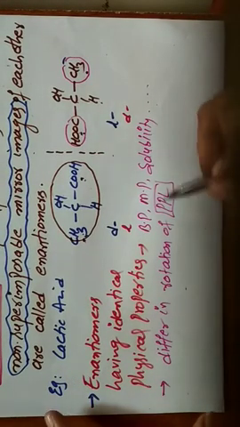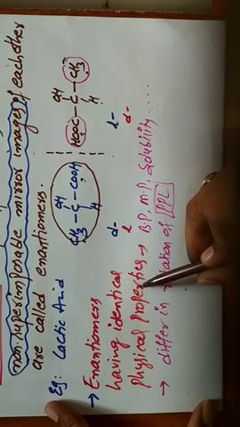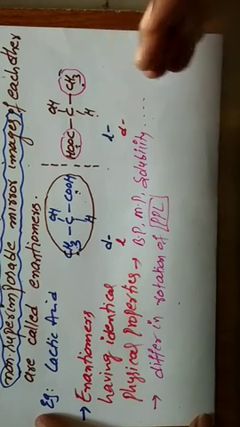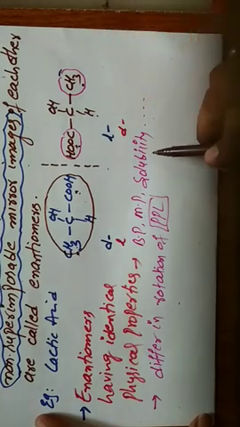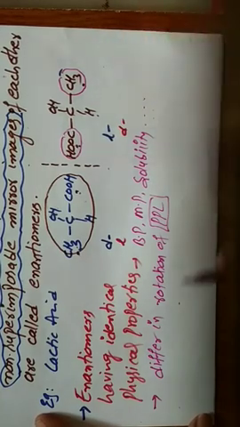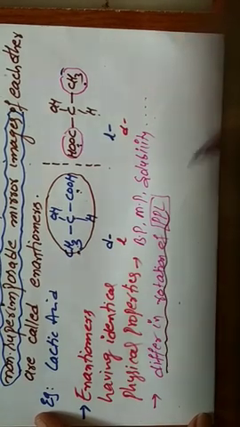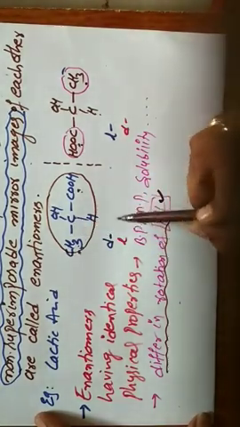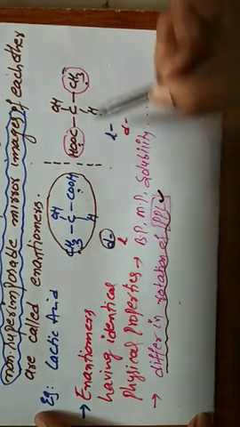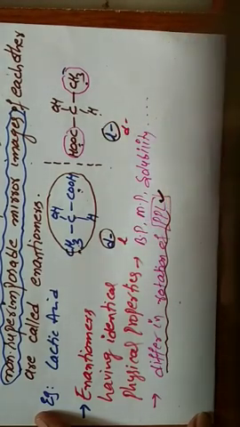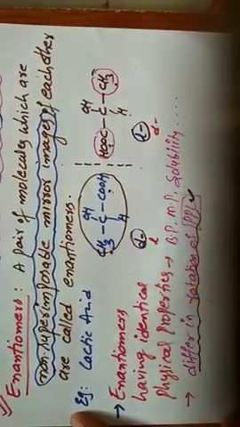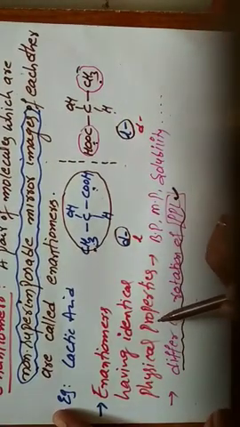This is a very important point for the competitive track. Enantiomers have identical physical properties: boiling point, melting point, structure, solubility, taste, color. These physical properties are the same. But what is the difference? They differ in rotation of plane polarized light. One molecule rotates the plane polarized light in the right side direction, and the next one in the left side direction. This is a very important definition from the board point of view, and also for the competitive track.